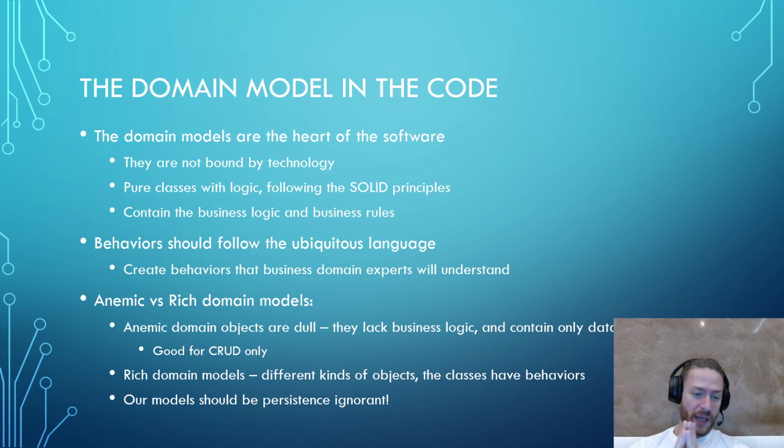What are rich domain models? Rich domain models are different kinds of objects. First, they're encapsulated in the best possible manner. You cannot change whatever you like. You have behaviors. The classes have methods and different behaviors. Every change of the state happens with a method. You will see when we reach the code.